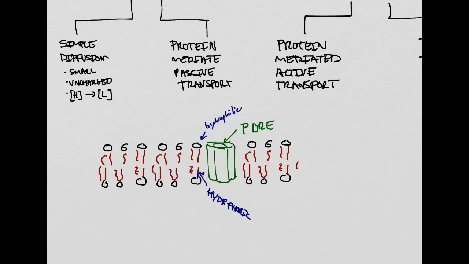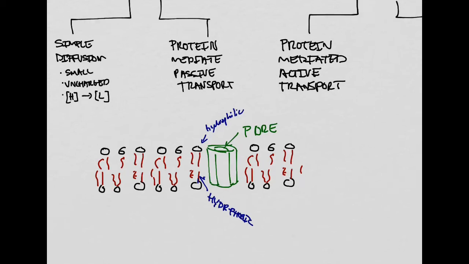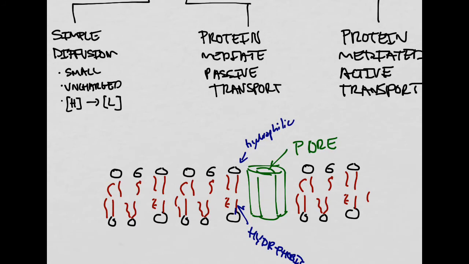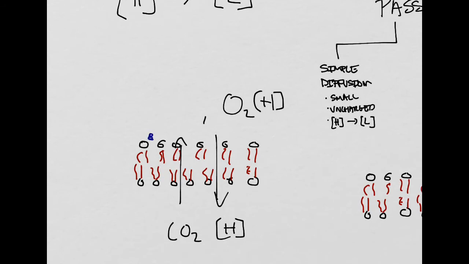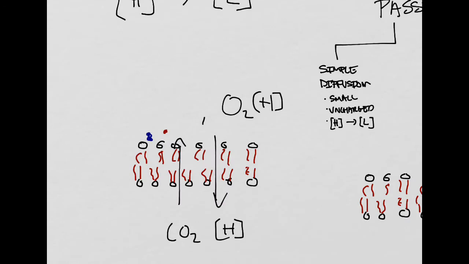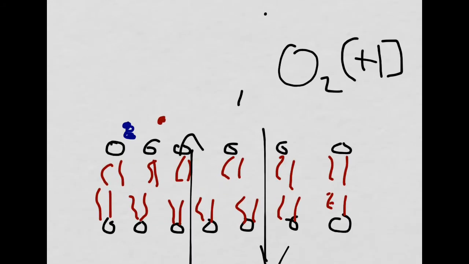Okay, so protein-mediated passive transport is the same type of thing, except now we can move larger charged molecules through these membranes. Before, we were moving small molecules, so for example, molecular oxygen was little, and CO2 was also quite small. CO2 is a small molecule, so they can move through the membrane.